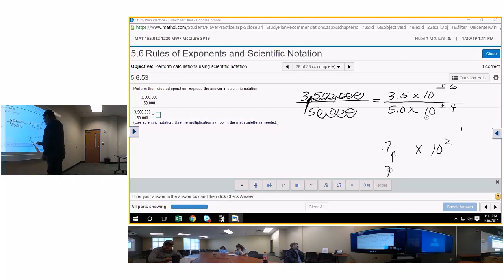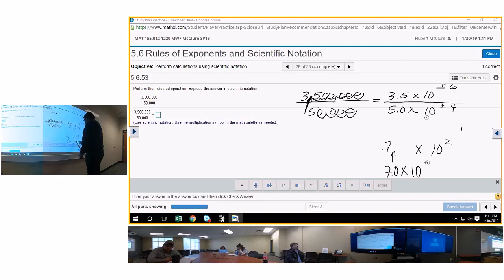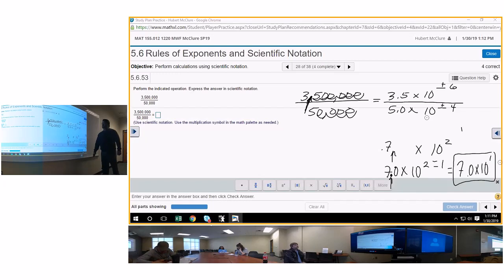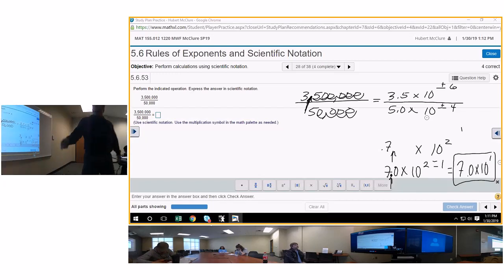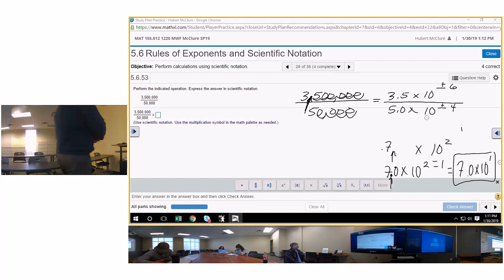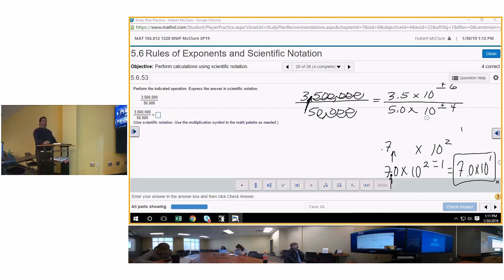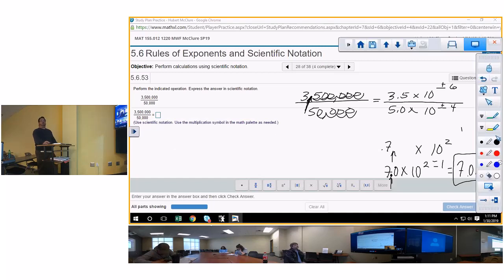7.0 times 10 to the second, blank 1. And which way did I move this decimal in my head to get it back the way it was? To the left. Right. So the final answer is positive: 7.0 times 10 to the first power, which is 70. They may ask you to type it in as scientific notation. Well, Hubert, that's wrong. Okay, let's type it in and see who's right.